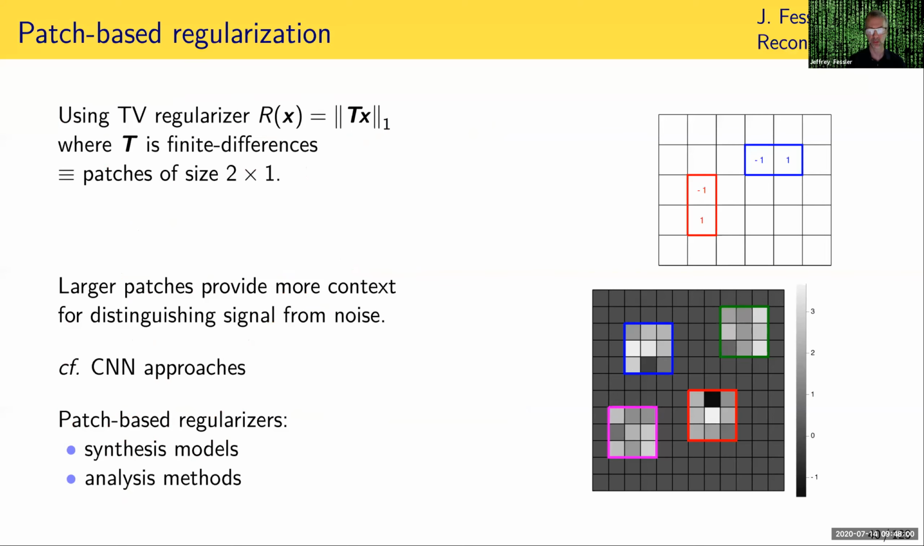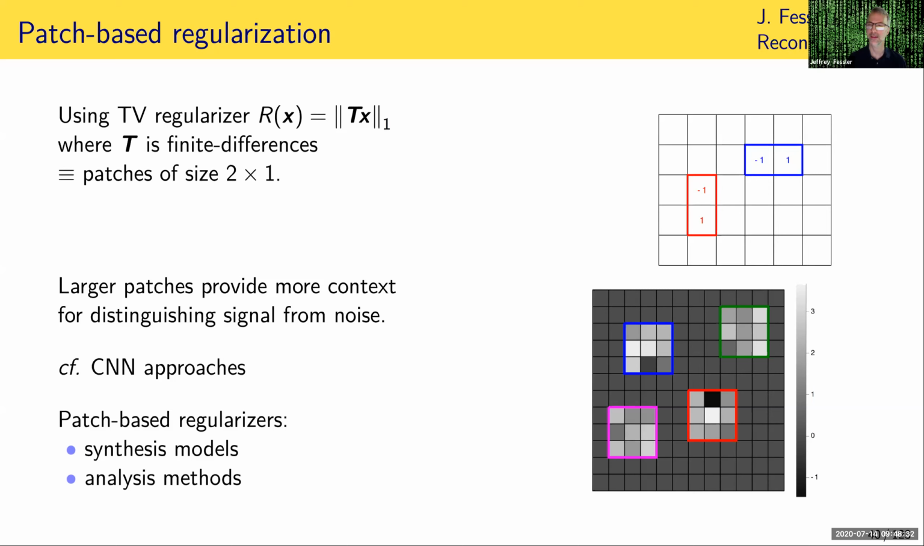So if we use a total variation or an edge-preserving regularizer that looks at the difference between neighboring pixels, we're essentially taking patches out of an image of size 2 by 1 or 1 by 2. This is very, very local information, right? We're assuming that the neighboring pixels tend to have similar values, or their differences tend to be sparse. You could say that's very myopic information, very narrow sense, right?